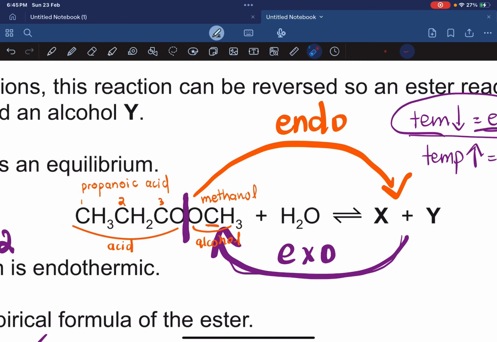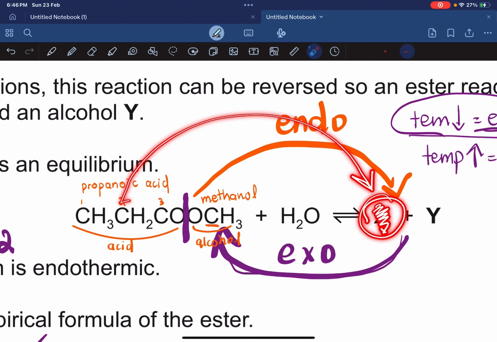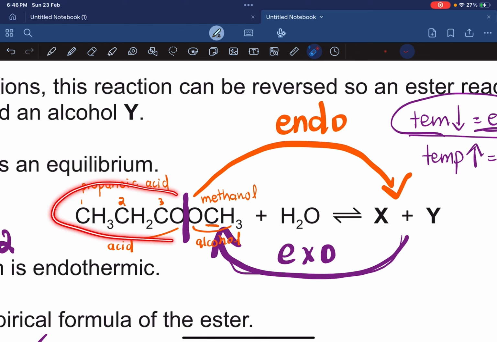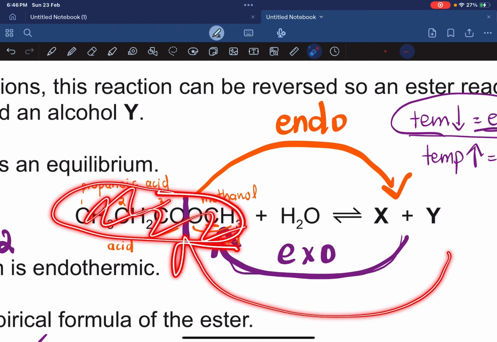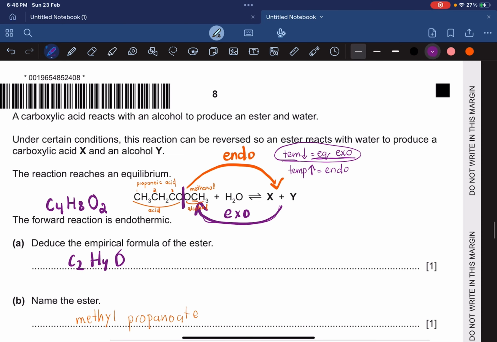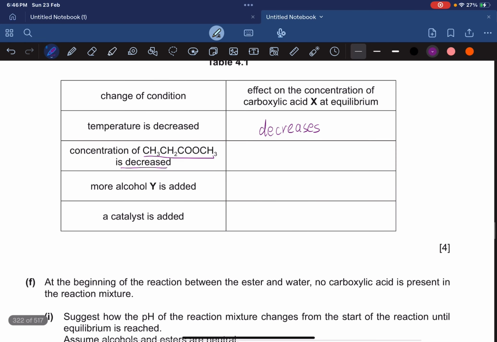Whenever I do any change, the equilibrium tries to reverse it. For example, if I remove this, equilibrium will shift towards this side to produce more of this thing, because I removed it. Equilibrium wants it back. So when I decrease its concentration, equilibrium will move towards this side to produce more of it. And hence concentration of X will again decrease, because equilibrium will move towards this side. So we're going to write that decreases, because we are talking about concentration of X.